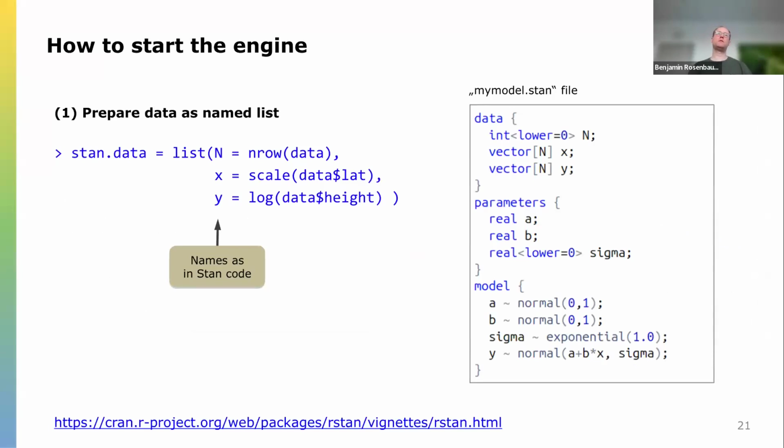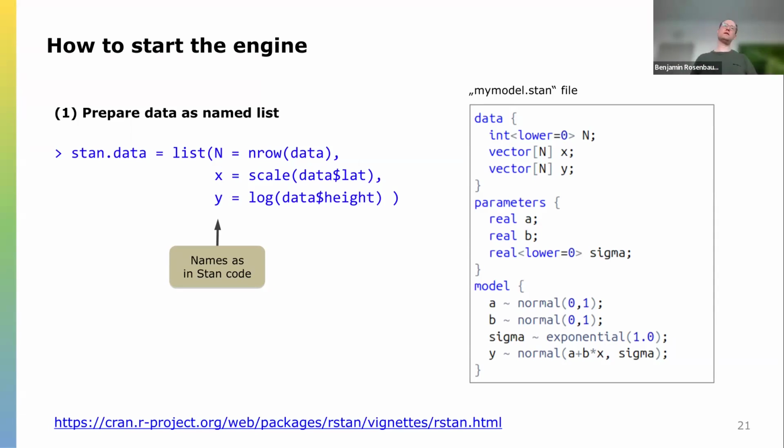First of all, we have to prepare the data, not in a data frame, but in a list. A data frame has n rows and a couple of columns for response and predictor. But here we need to hand over everything that goes into this data block. Here we have an integer variable n, and two vectors x and y. Since they are different data types, n is just one value and x and y are vectors, we can't put all of this in one data frame, but we have to use a list.